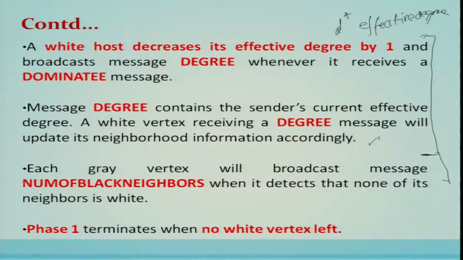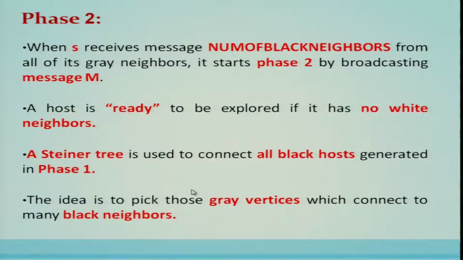Now each gray vertex will broadcast the message, number of black neighbors, when it detects that none of its neighbors are white, and phase 1 terminates when no white vertex is left. Phase 2: when S receives a message with the number of black neighbors from all of its gray neighbors, it starts phase 2 by broadcasting the message M.